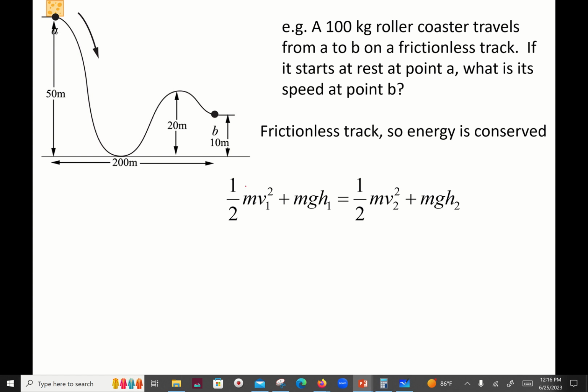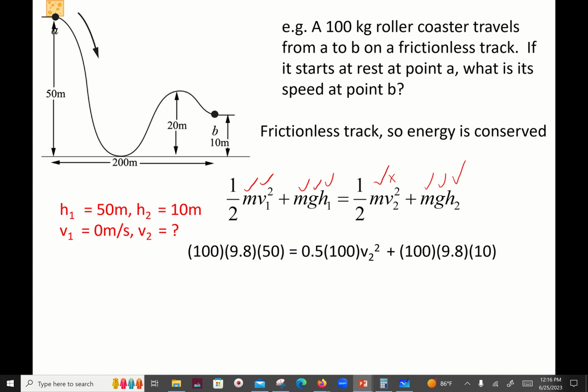So I know everything on the left-hand side, so I can find the energy at A. I don't know the speed at B, but I know mg and the height at B. So I know everything in that equation except one thing, so that means that it's possible for me to solve for that one thing, the speed at B. So let's go ahead and put in what we know.